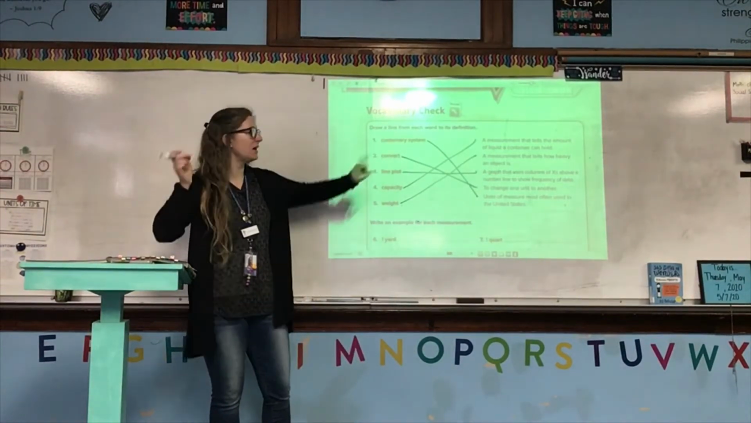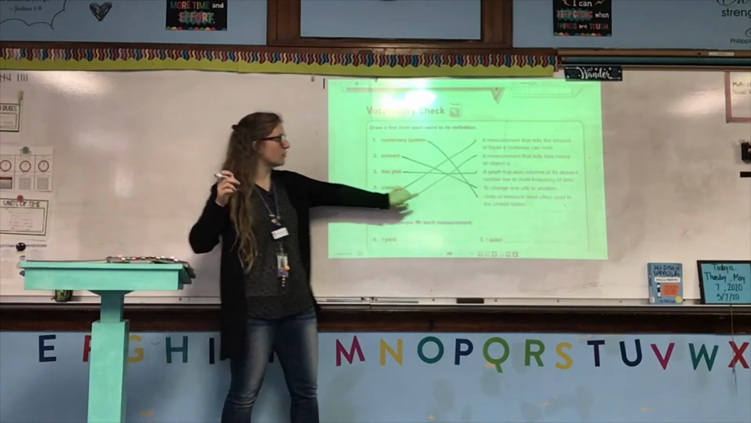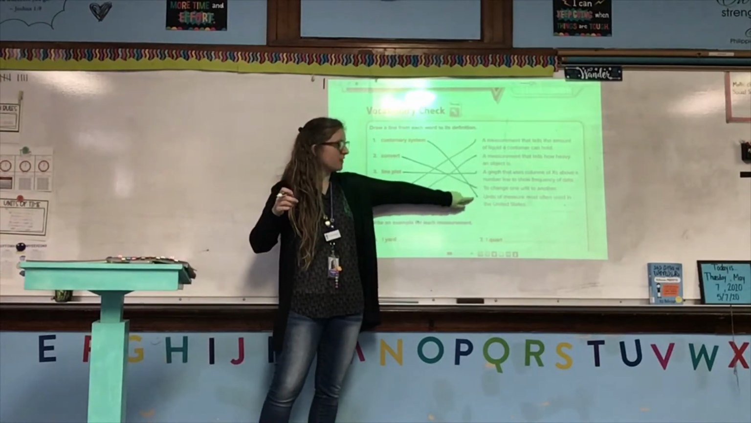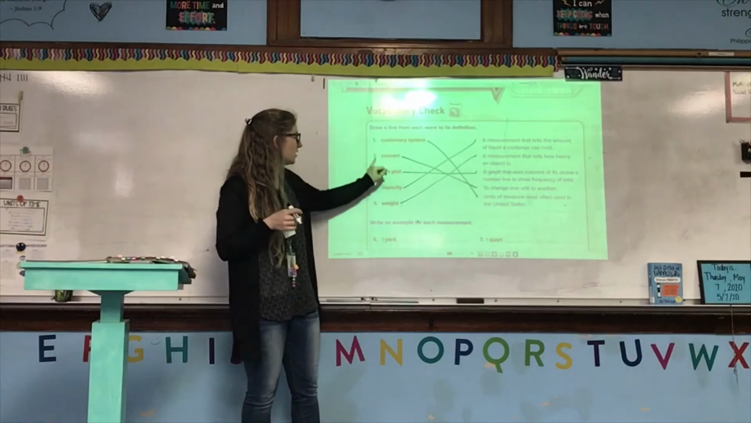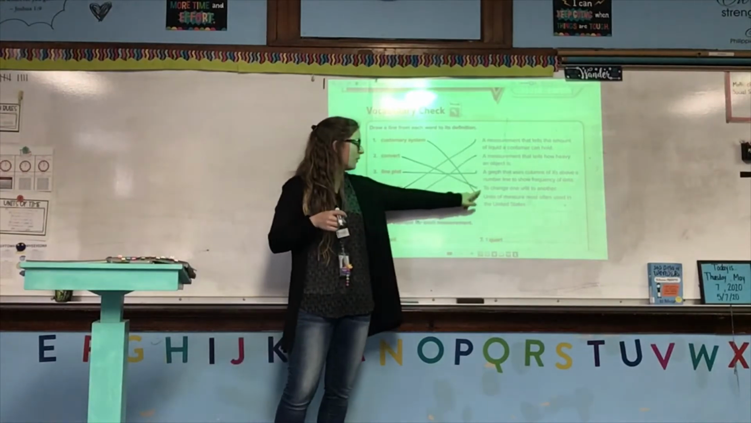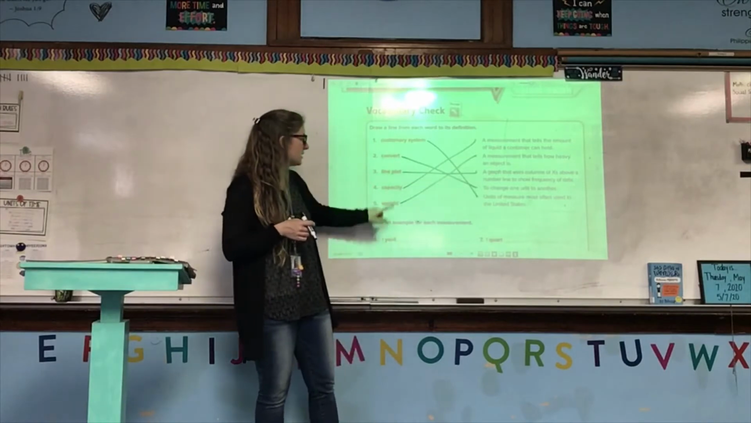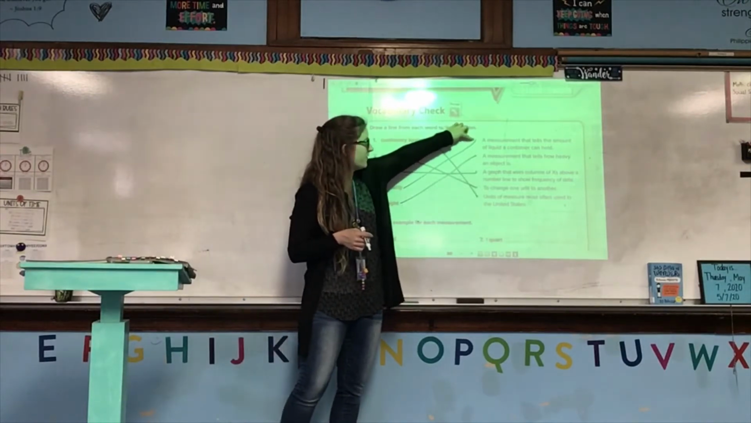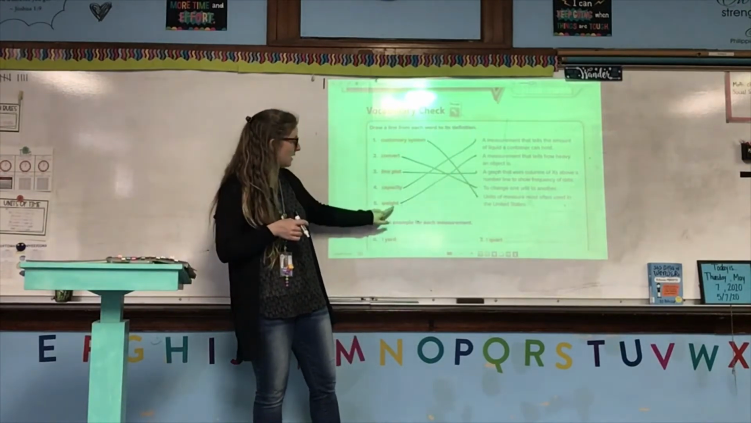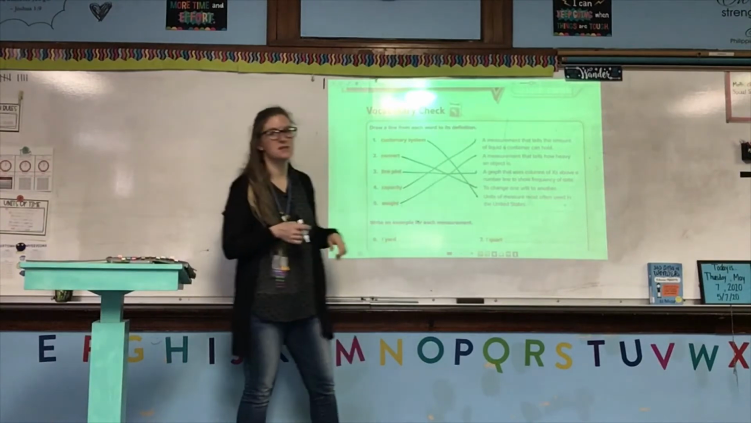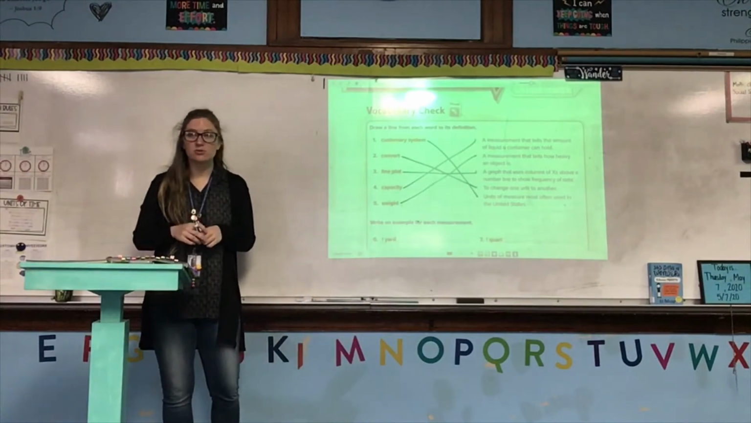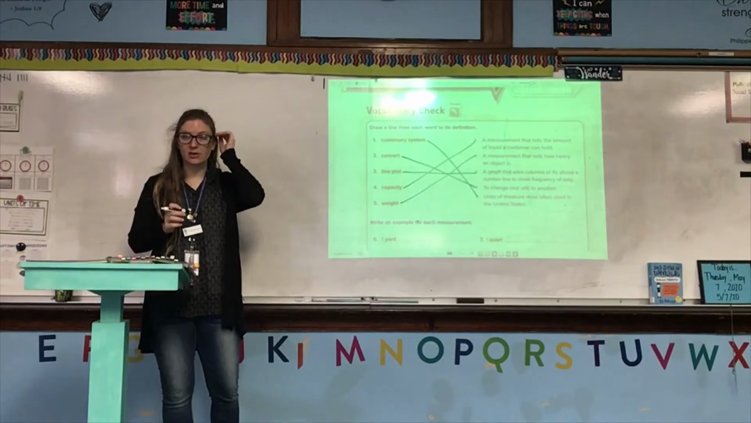So, really quickly, number 1 goes with the last or 5th bullet point. Number 2 goes with the 4th bullet point. Number 3 goes with the 3rd bullet point. Number 4 goes with the 1st bullet point. And number 5 goes with the 2nd bullet point. So make sure that you check those up right now with your red pen and correct them if you need to.